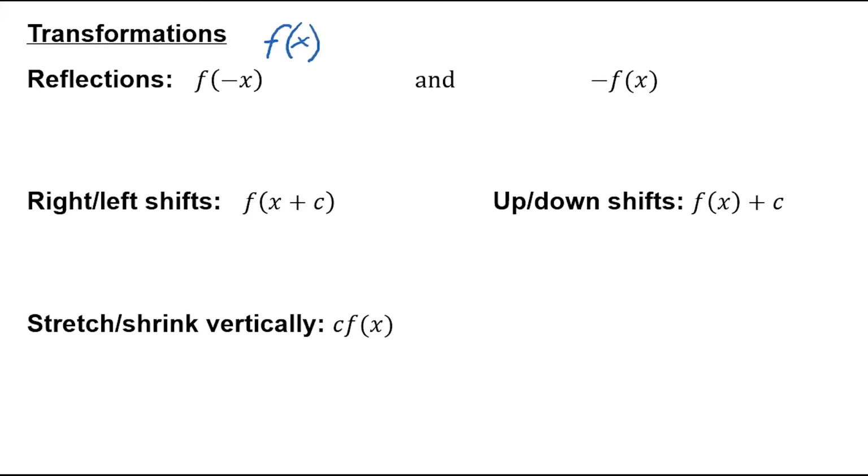Okay, so if I want to reflect, when I'm comparing these two, f of x to f of negative x, then I'm going to get a transformation. In this case, it's going to be flipped across the y-axis. And what that will look like, let me draw you a little graph here.